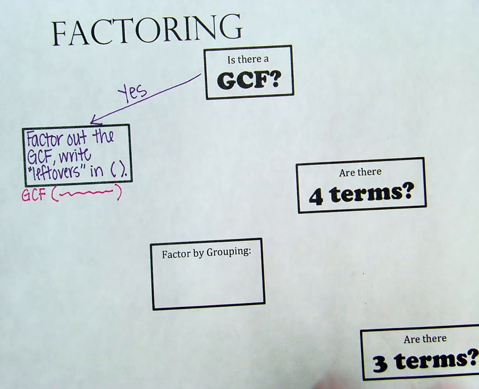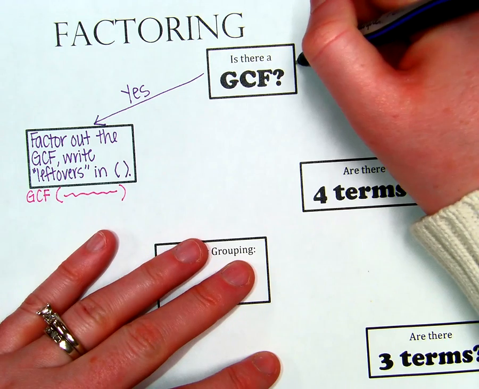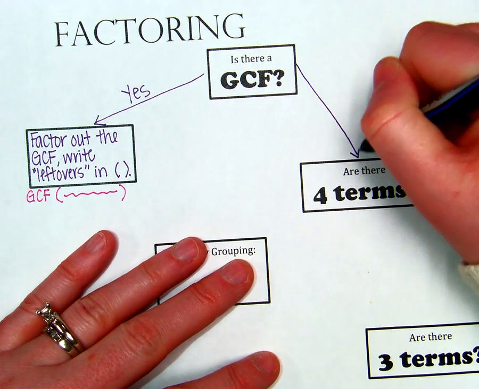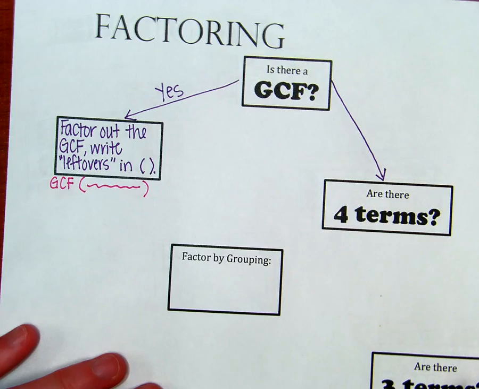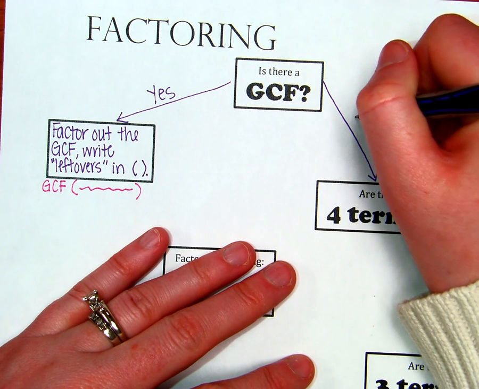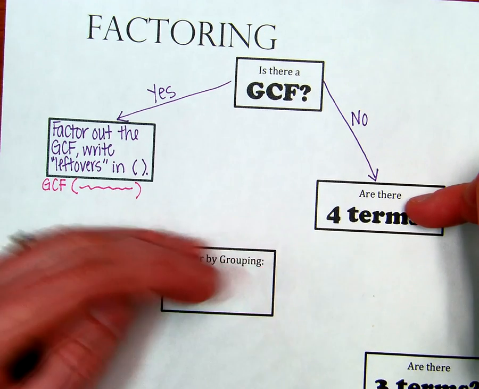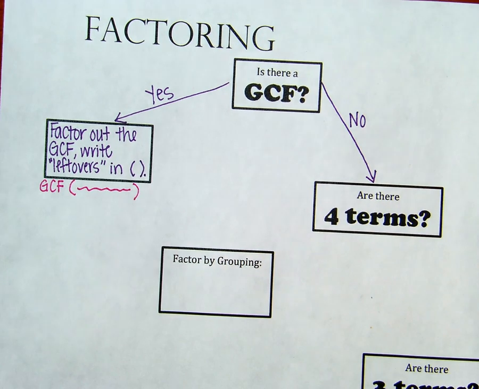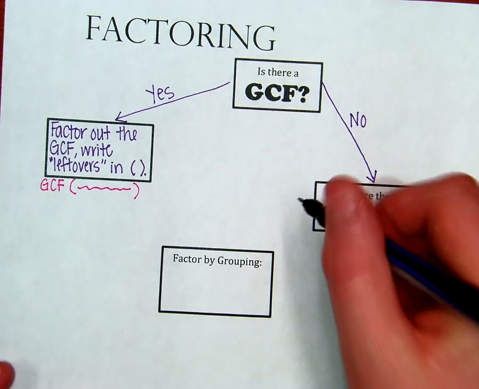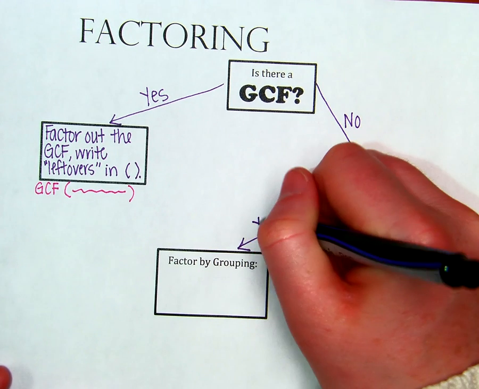Now, if there's not a GCF in a problem, you look at it and you say, nope, there's not a greatest common factor, then you're going to come over this way. And you're going to ask yourself, okay, well then are there 4 terms in the problem? If there's not a GCF, then you go this way and you ask yourself, are there 4 terms? And obviously there's a yes direction and a no direction. There might be 4 terms, but there might not be. If there are 4 terms, you're going to hop over to this side over here. So this is your yes direction.